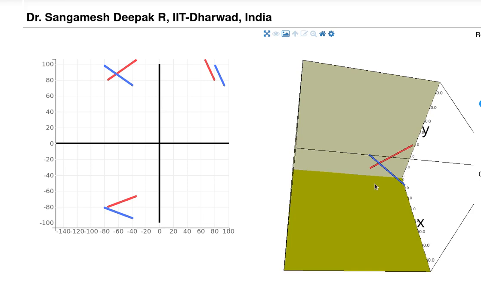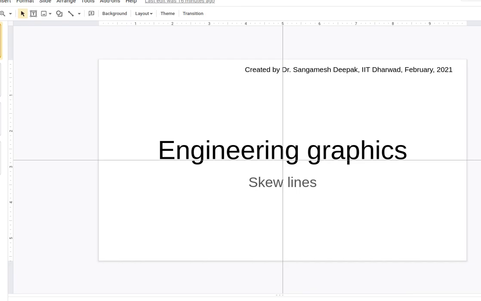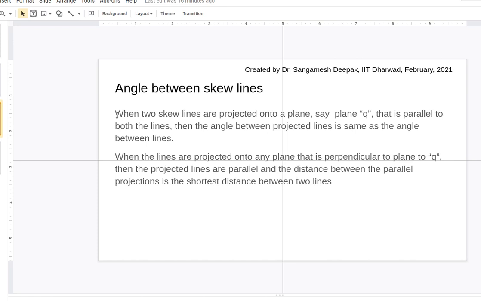In order to find that, we note a few things related to skew lines. When two skew lines are projected onto a plane, say plane Q, which could be HP, VP, or profile plane, such that the plane is parallel to both the lines, that is important. Projecting onto just any plane is not useful. If you project on such a plane and find the angle between the projected lines, that angle will be the true angle between the actual lines. This is the primary strategy for us.